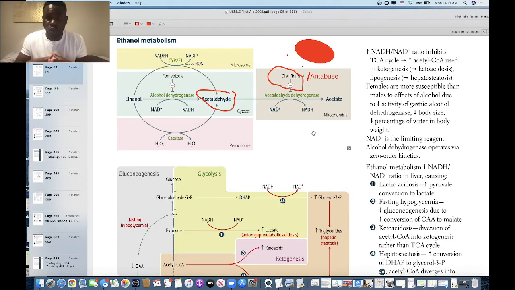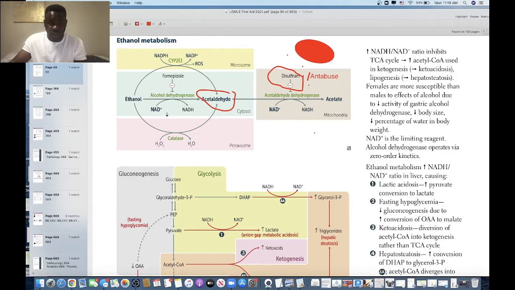So antabuse is another name for disulfiram. This antabuse or disulfiram is given to a chronic alcoholic so that it will block acetaldehyde dehydrogenase. When we block it, acetaldehyde will accumulate. This acetaldehyde will make the alcoholic vomit so much that anytime they bring alcohol to their nose, they'll vomit. They'll vomit so badly that they wouldn't want to go close to alcohol again. So it's used to treat chronic alcoholism.